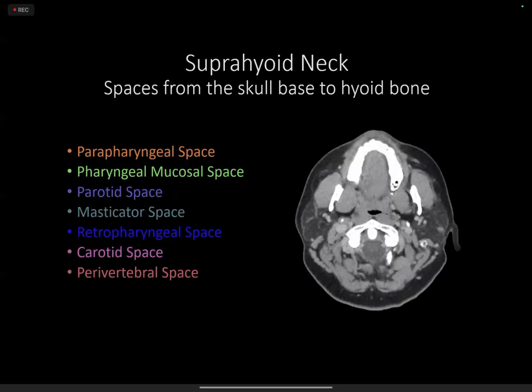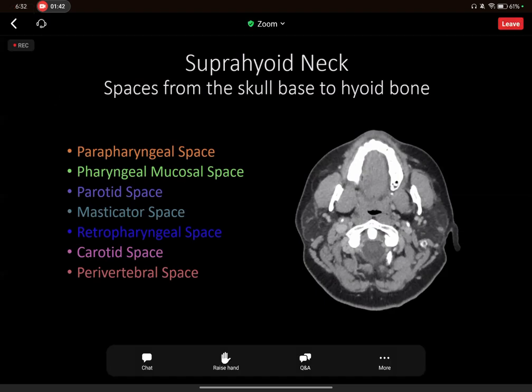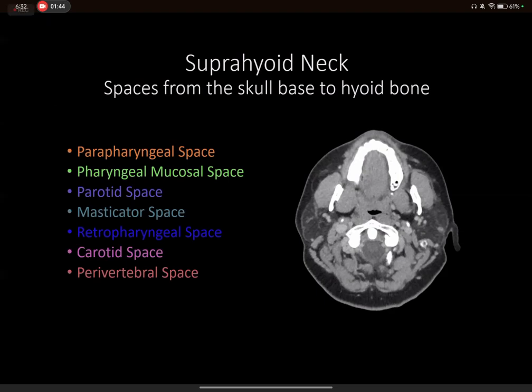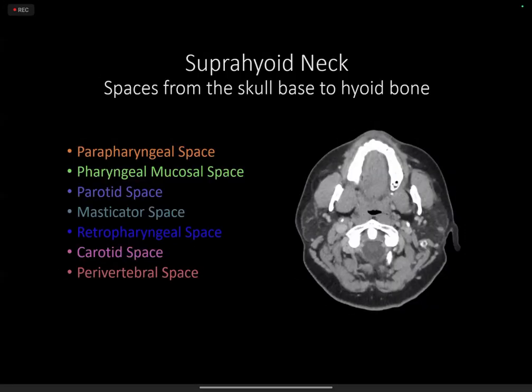So the key is to identify the space that the lesion is in and then narrow your differential by thinking about the anatomy that's within the space. The suprahyoid neck extends from the skull base, I love skull bases, all the way down to the level of the hyoid bone. At first glance, it can be very daunting to tackle the suprahyoid neck, because there are so many spaces in such a small, confined area. But hopefully, during this lecture, we'll make it a little bit easier to come up with a proper differential diagnosis and identify where the lesion is within each space.